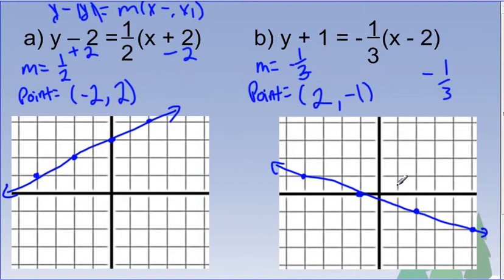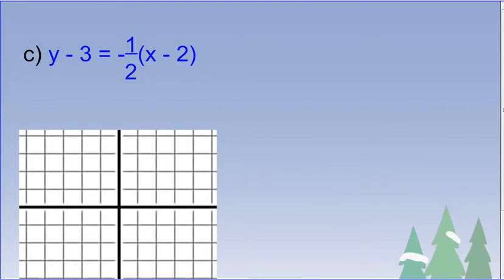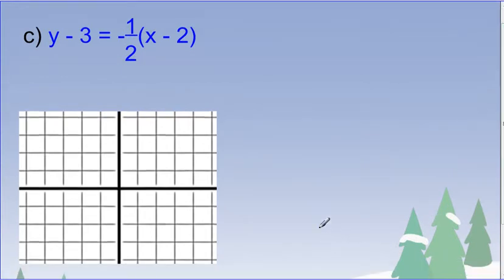I'm going to have you do one problem on your own. This will be letter C. Copy down the equation, find your slope, find your point, and graph.